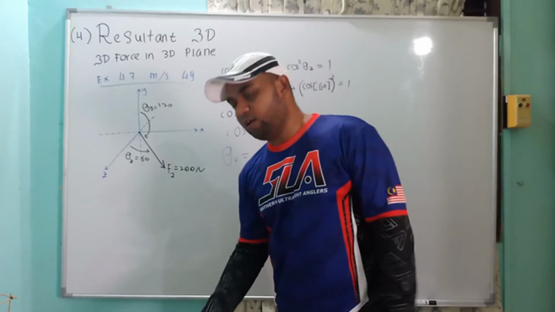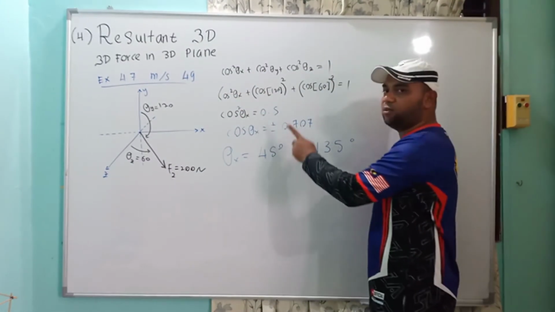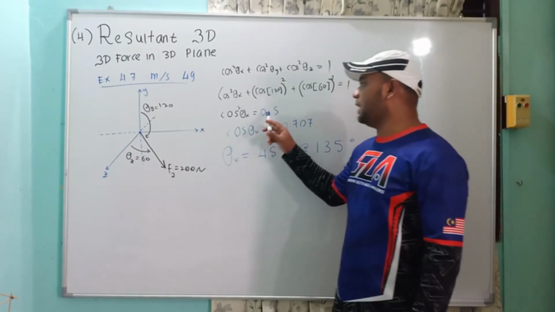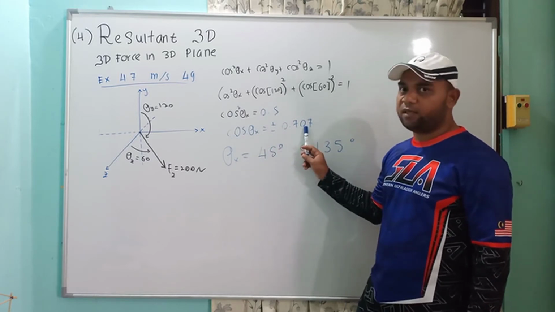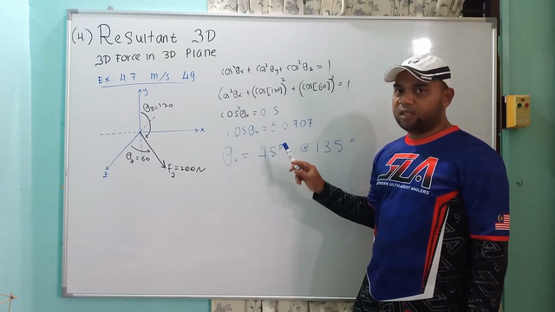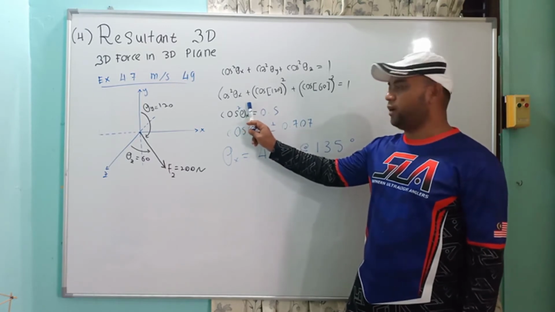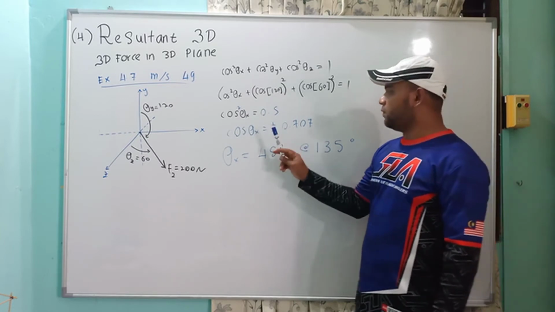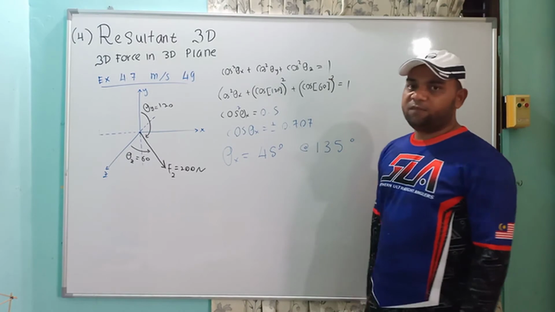Because it is cos squared, you have to take the square root, and you get two answers, plus or minus 0.7. If you don't do it like this, if you directly take cos equal to 0.7, you will lose marks, because you didn't understand the square root. The square root must always have plus or minus. So from this plus or minus, you have two options, 45 and 135 degrees.